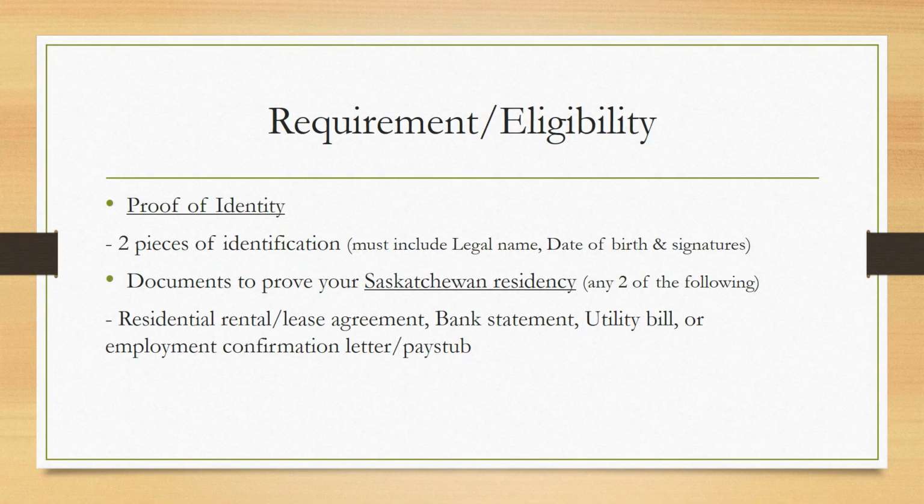And the second one is the proof of residence. The proof of residence can be your rental or lease agreement. That is number one. Number two, if you don't have a rental or lease agreement, you can use a bank statement, or you can give your internet bill, or your employment letter or pay stub. Any of these will serve as your proof of residence.